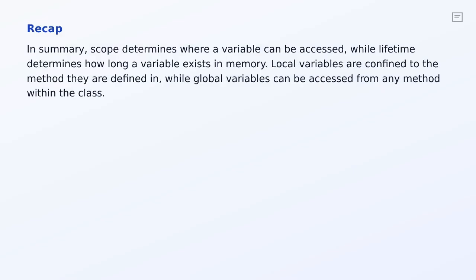So to recap, in summary, scope determines where a variable can be accessed, while lifetime determines how long a variable exists in memory. Local variables are confined to the method they're defined in, while global variables can be accessed from any method within the class.